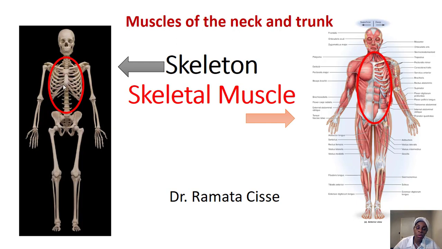On the back side, we'll cover the muscles covering the vertebral column, left and right, and the top, the superficial muscles. So on the right, you see that here, we'll be covering the neck and the trunk. So the trunk will be doing the anterior, which is the front, and the posterior, which is the back.